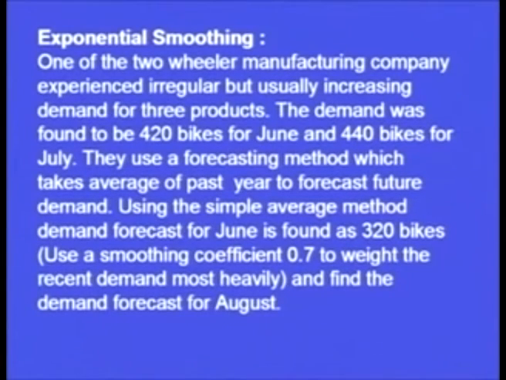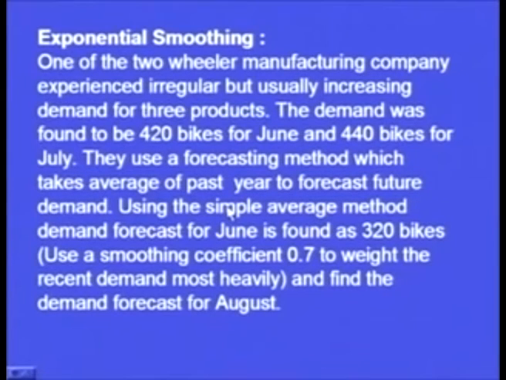Now, you can see what data is available. The actual demand data is available, found to be 420 bikes for June and 440 bikes for July. So, the demand data for 2 months is already available. They use a forecasting method which takes the average of the past year to forecast future demand. So, the forecast can be calculated using, what is written here on your screen, the simple average method. That was the first method that we discussed today. We have discussed simple average, simple moving average, weighted moving average, and now we are discussing exponential smoothing.